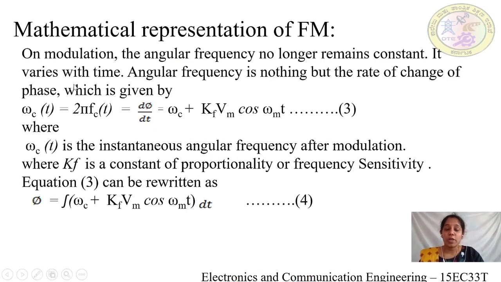So now on modulation, what happens after modulation? The angular frequency no longer remains constant, it varies with time. This angular frequency is nothing but the rate of change of phase, which can be given by omega c of t is equal to 2 pi fc of t, which is equal to d phi by dt, that is the rate of change of phase, which is equal to omega c plus kf Vm into cos omega m t, where omega c of t is the instantaneous angular frequency after modulation and kf is known as frequency sensitivity.